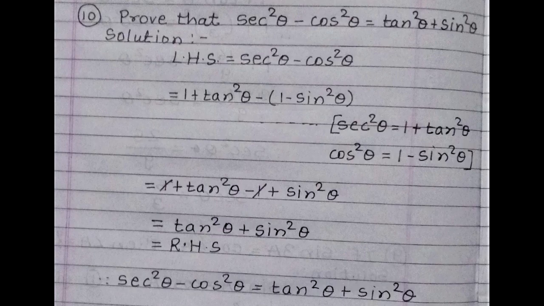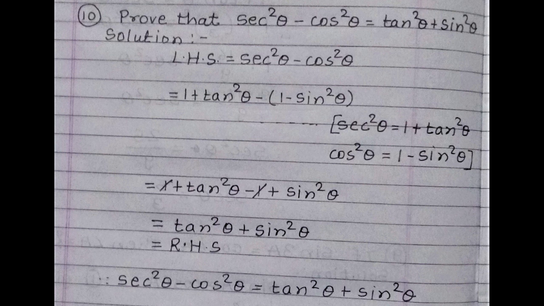Now question number 10. Again prove that sec square theta minus cos square theta is equal to tan square theta plus sin square theta. Solution: LHS, sec square theta minus cos square theta. Now again the equations, you know that sec square theta is equal to 1 plus tan square theta and cos square theta is equal to 1 minus sin square theta. We just simply substitute the values of sec square theta and cos square theta.